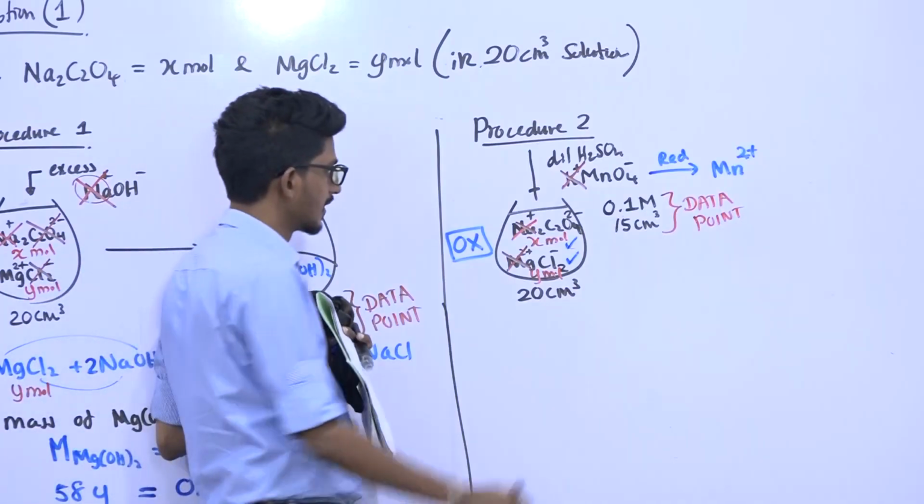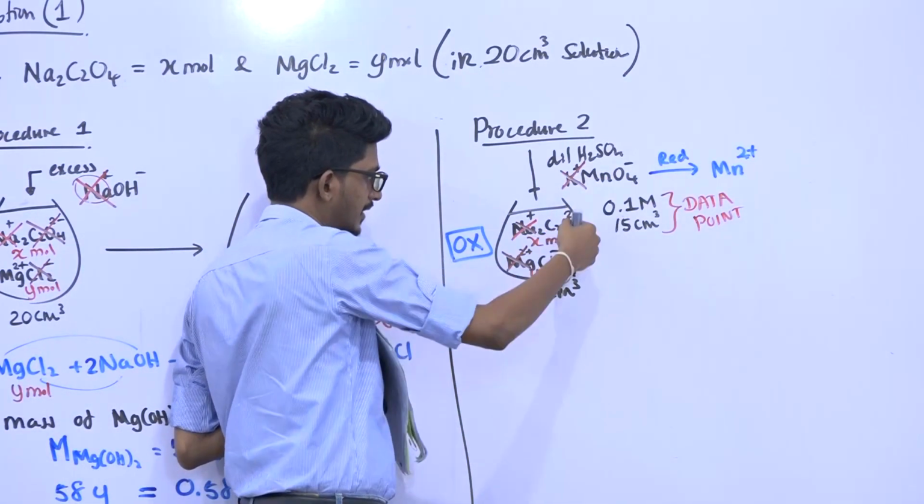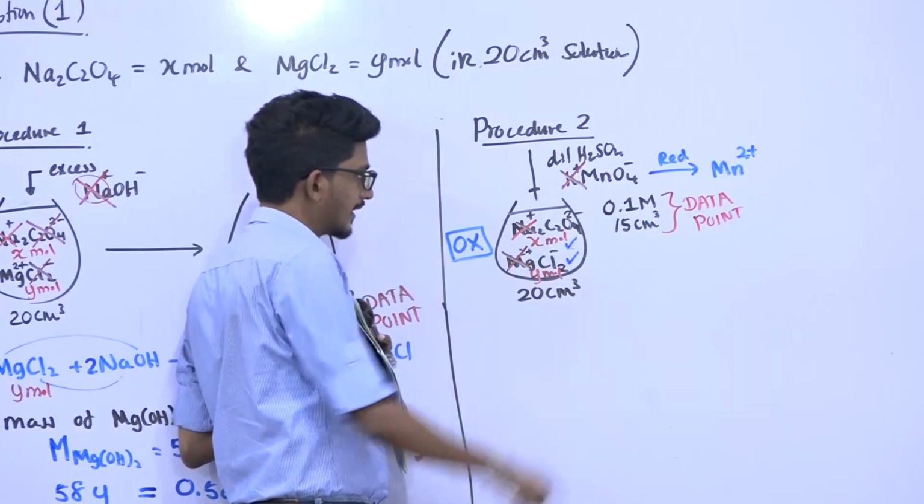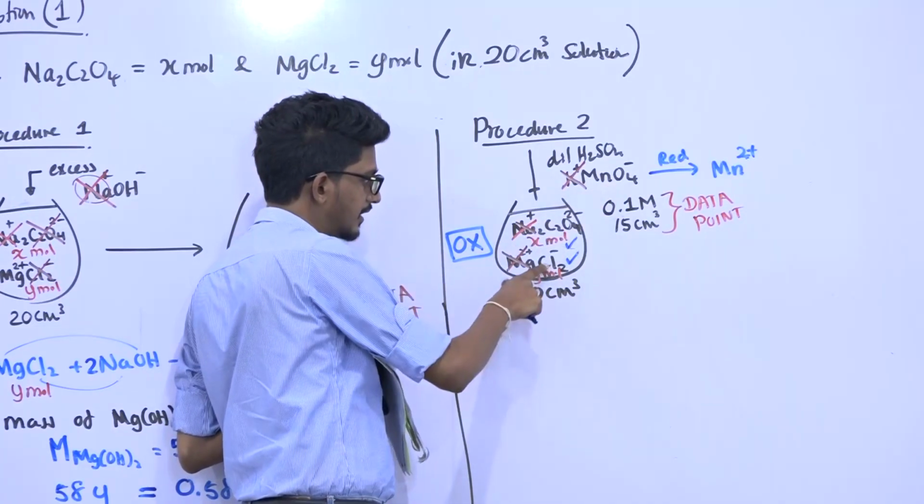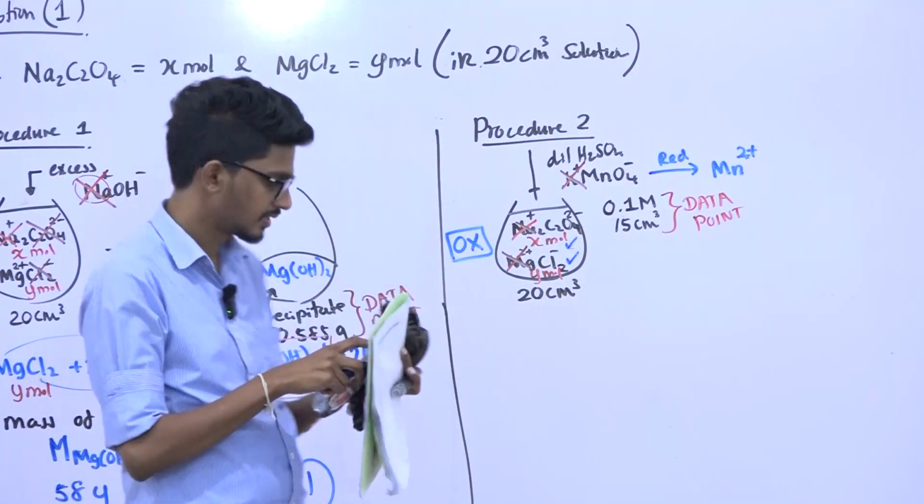One reaction is actually MnO4 minus reacting with the oxalate to convert it to the Mn2 plus, and this will give you the CO2. And the other reaction is MnO4 minus reacting with Cl minus to give you the products, right? The two reactions. That's right.